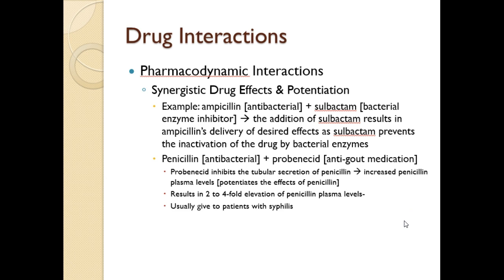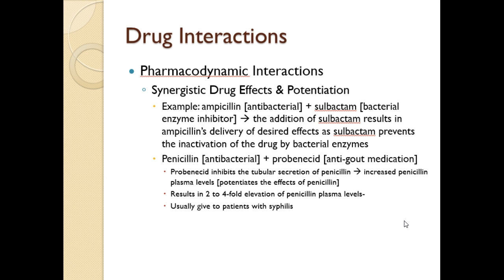you have the antibacterial ampicillin. Ampicillin is a penicillin-like drug. It could be deactivated by beta-lactamase, which is an enzyme. And so, if you add sulbactam, which is a beta-lactamase inhibitor, the addition of sulbactam to the ampicillin will actually increase the delivery of ampicillin because it prevents ampicillin from being deactivated.